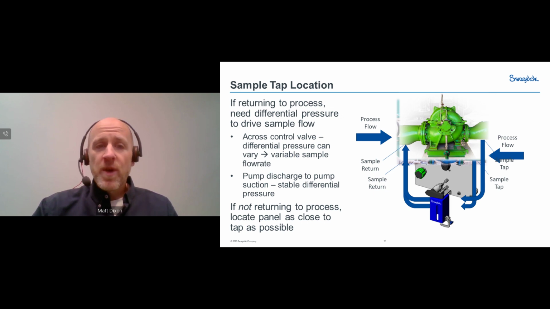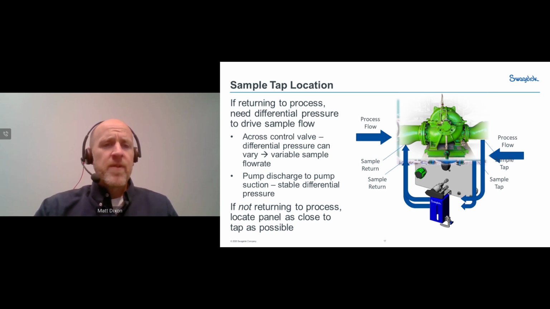One of the most common ways to do it is to get a differential pressure across a control valve. Now, with a control valve, of course, it can be open or closed a certain percentage, and that's going to create a differential pressure. So that will generally be enough to push our flow through our sampling system and then return it back to the process.